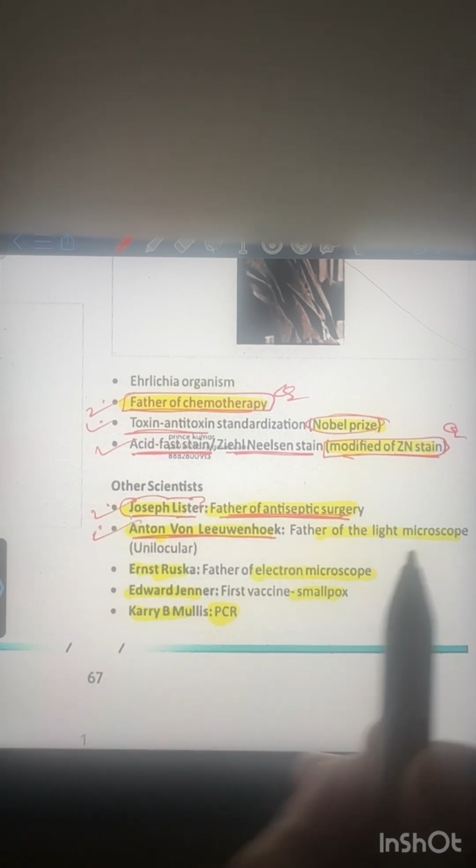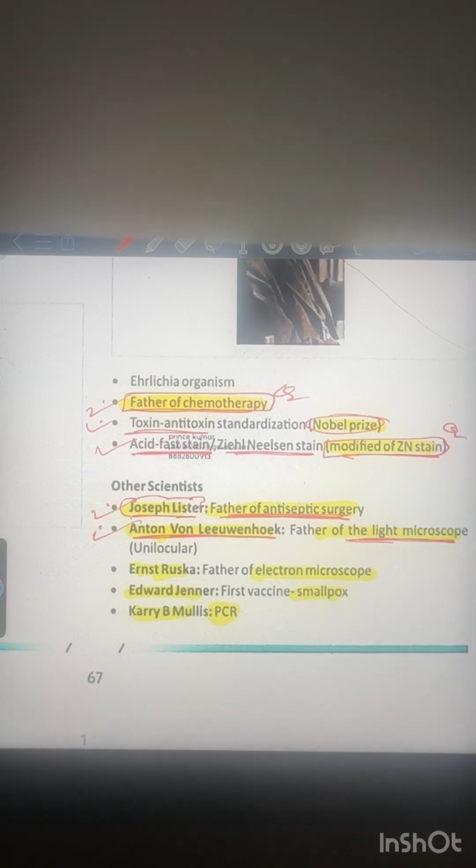Ernst Ruska is going to be for electron. So simple. Leeuwenhoek, L for L, light microscope. Ernst Ruska, E for E, electron microscope. Edward Jenner. When I say Edward, this reminds me of the first vaccine. Edward Jenner gave us the first vaccine, and I think we all know the first vaccine was for what?